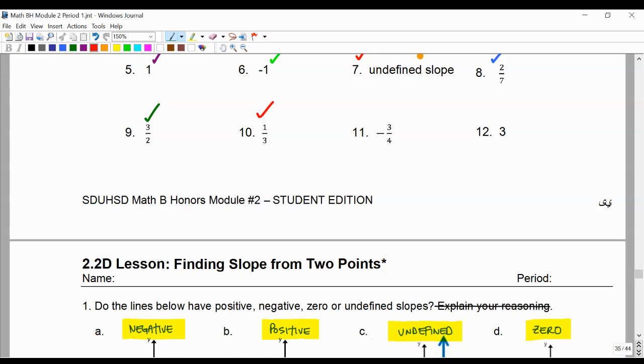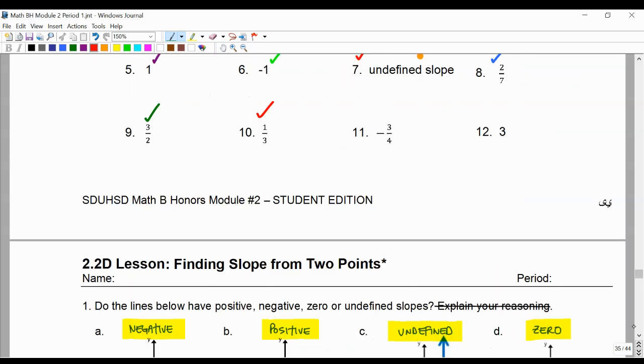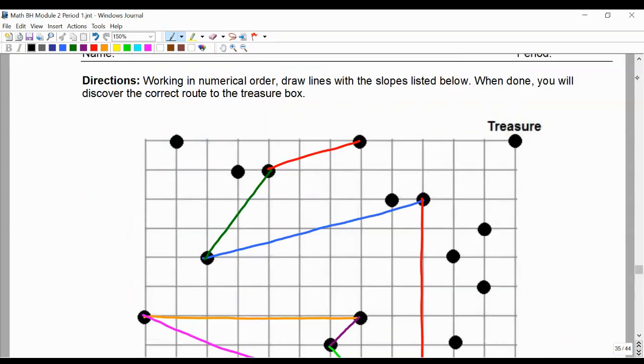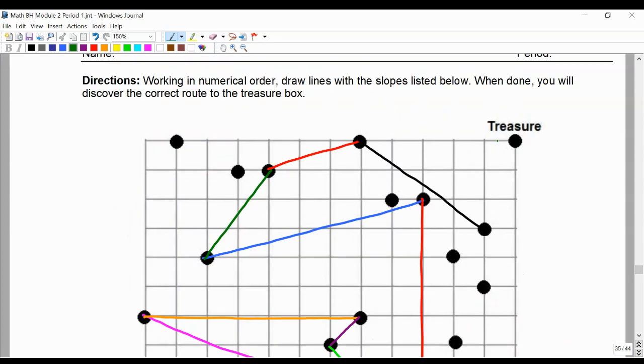1/3, we're almost done. Negative 3/4. We just barely missed that point. And I'm guessing the last one, cool, is 3 or 3 over 1. That means rise 3, run 1.